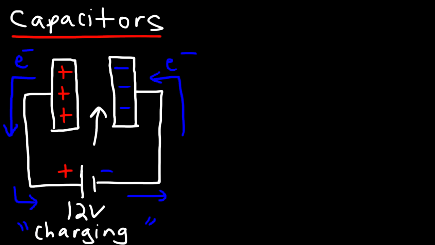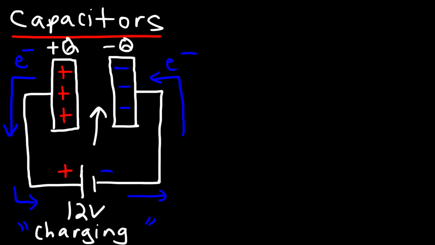Now, when the capacitor is charged, it acquires a charge of positive Q on the positive plate and negative Q on the negative plate. These two values have to be the same. The only difference is the sign has to be opposite to each other. So as this plate gains a charge of positive Q, this has to gain the opposite charge of negative Q. It's just how the math works.